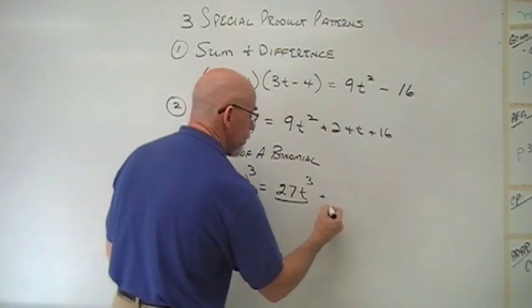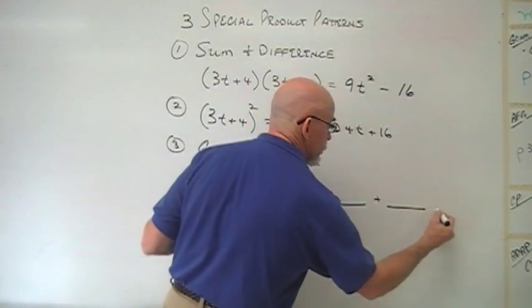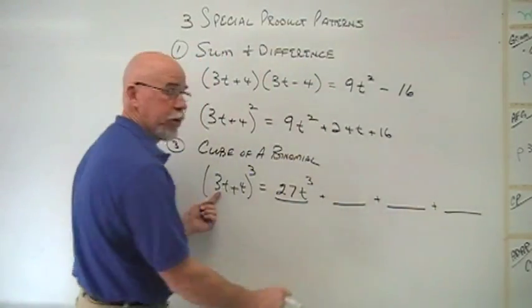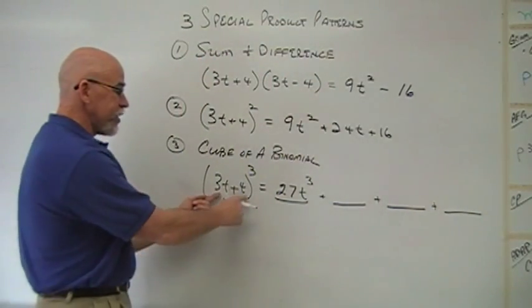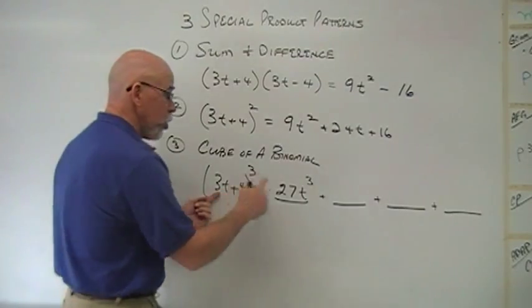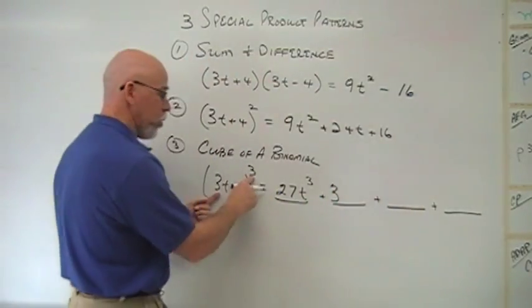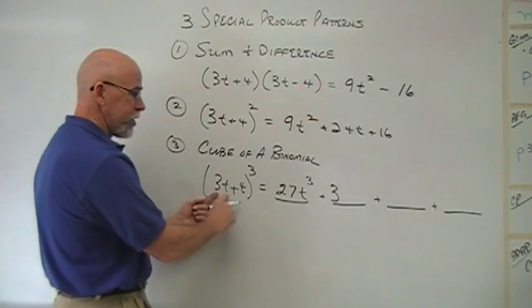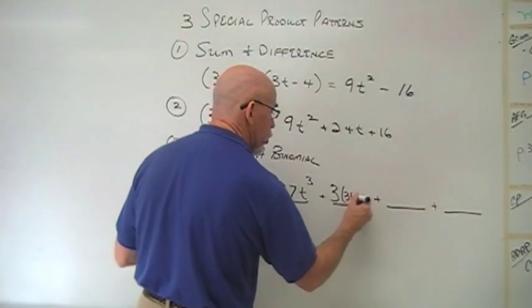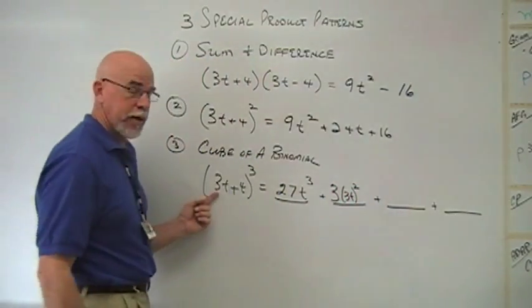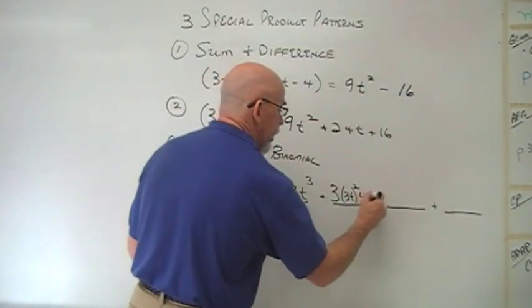You're going to end up with 4 different terms in this pattern. So here's how you build one of the middle terms. You take these 2 terms and start combining them. You're going to multiply it by the power. That's going to be one of the products. You're going to take one of the terms in the binomial and you're going to square it, and then you're going to multiply it by that other term.